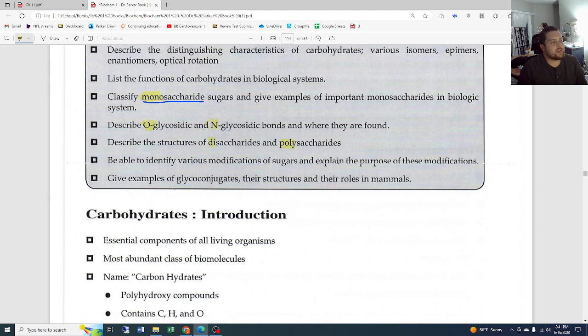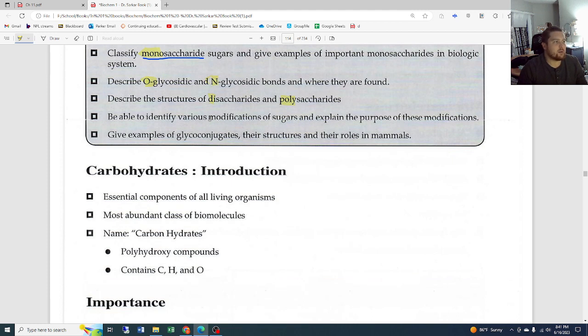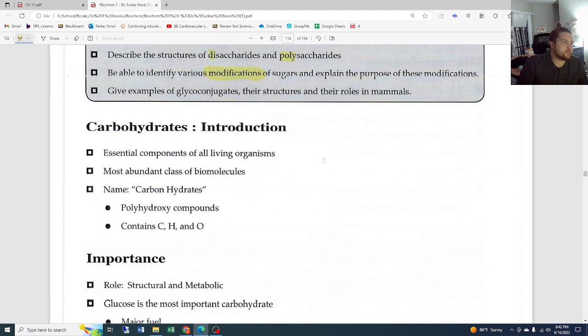Be able to identify various modifications of sugars and explain the purpose of these modifications. When we talk about modifications, we're talking about things that get attached. Think like phosphates, methyl groups, get it methylated, those sort of things. And finally, give examples of glycoconjugates, their structures, and their roles in mammals.